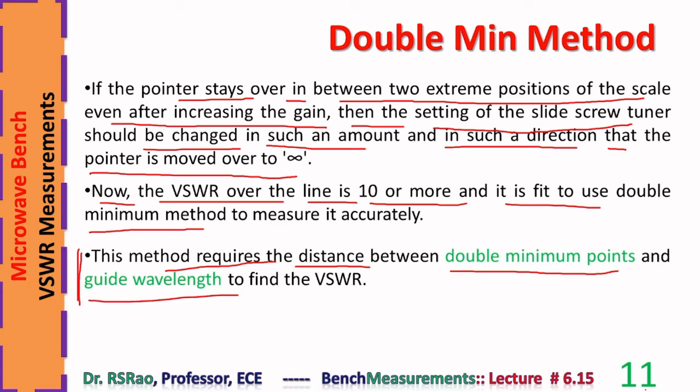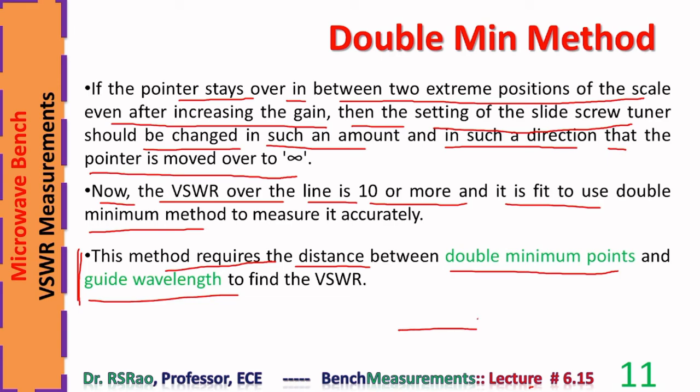To illustrate this method, first I have to go to a line over which there is a standing wave pattern for which the SWR is more than 10. That line we have to create, we have to establish before going to illustrate the double minimum method. So what he is telling is how to establish more than 10 SWR over the line.